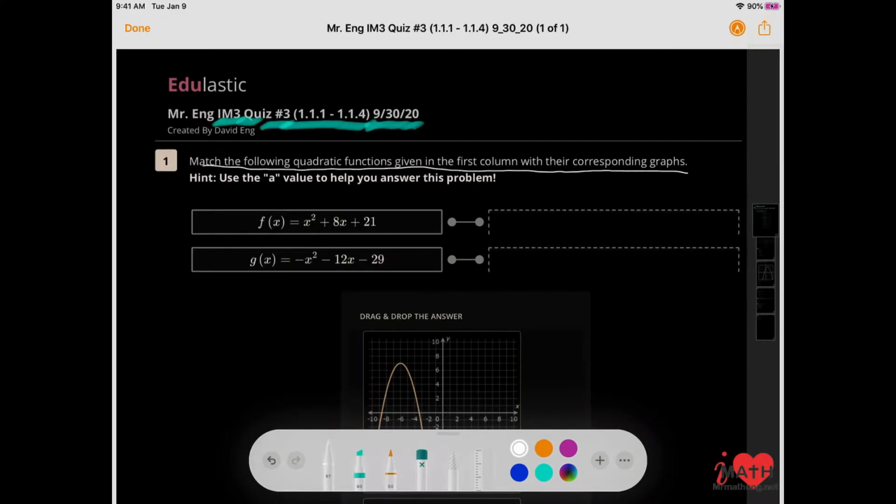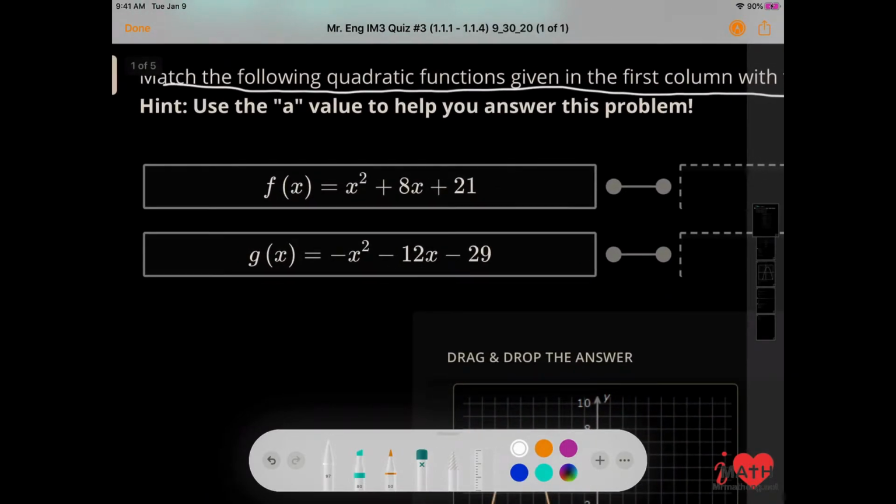Okay, so here I have two functions that are in standard form. How do I know this is in standard form? Well, I notice that there are no parentheses. Okay, what does that mean? You're going to have the standard form from your foldables: ax squared plus bx plus c.